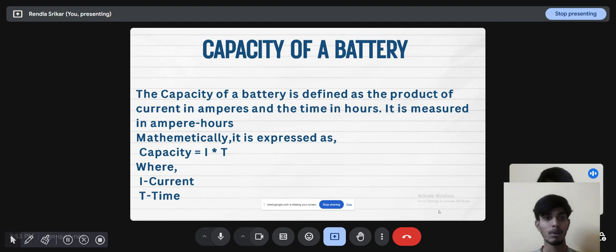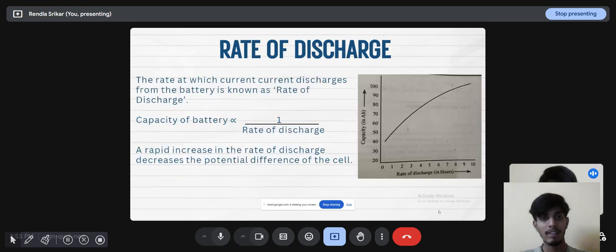It is defined as the product of current in amperes and the time in hours. It is measured in ampere hours. Mathematically, it is expressed as capacity equals I into T, where I is the current and T is the time. We can also define the capacity of a battery as the measure of a battery's ability to store or deliver electrical energy. And next, we have rate of discharge.